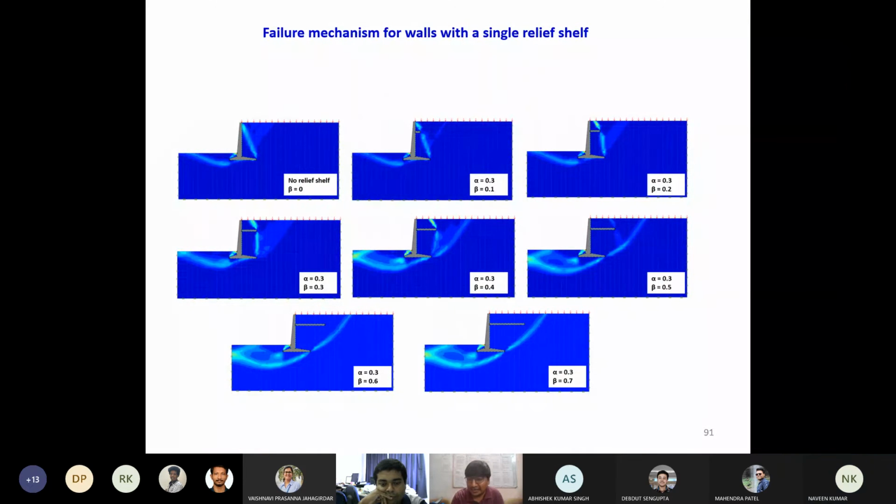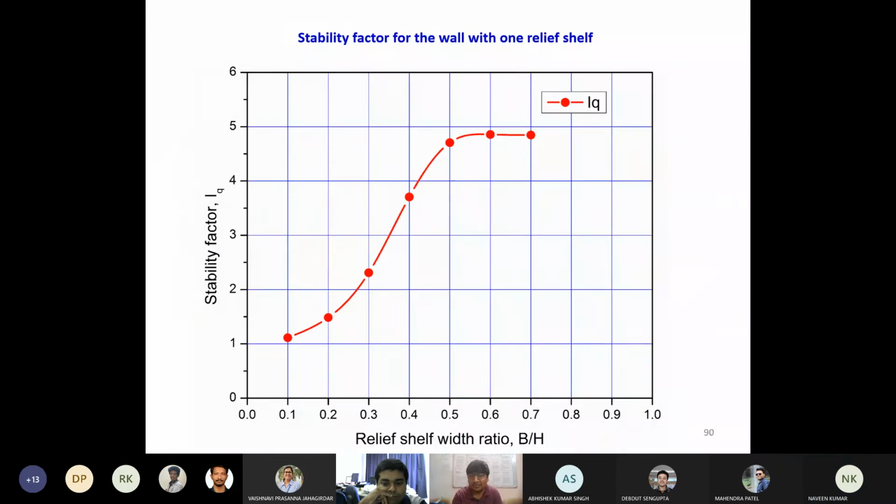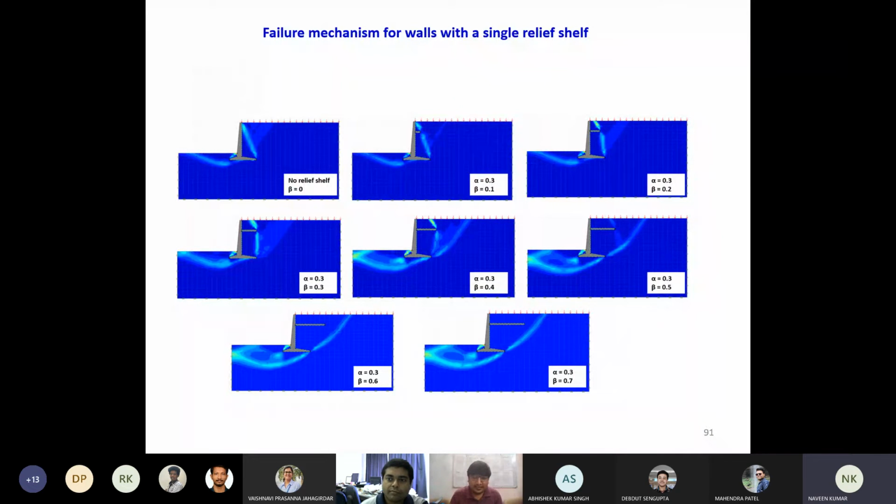I didn't get your question. Please repeat the last line. So the inclined one, like in the first top left figure, the failure plane is inclined towards the wall, right?